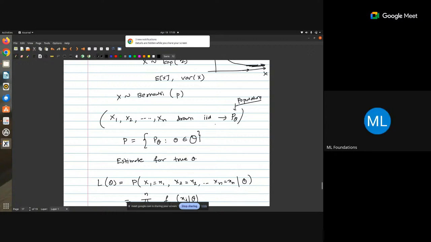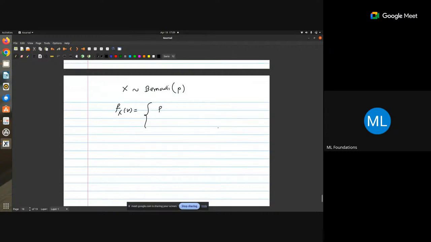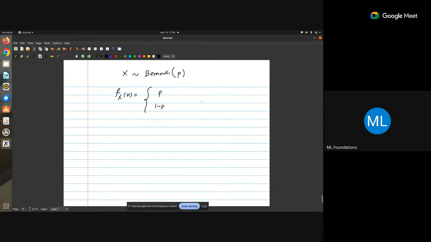So here you just have to consider each of these 1,000 trials as the samples coming from the Bernoulli, and then you find the estimate for p. Even though I know the answer, I'll solve it through this process. It's p when it's a success and 1 minus p otherwise, so x equals 1 or x equals 0.